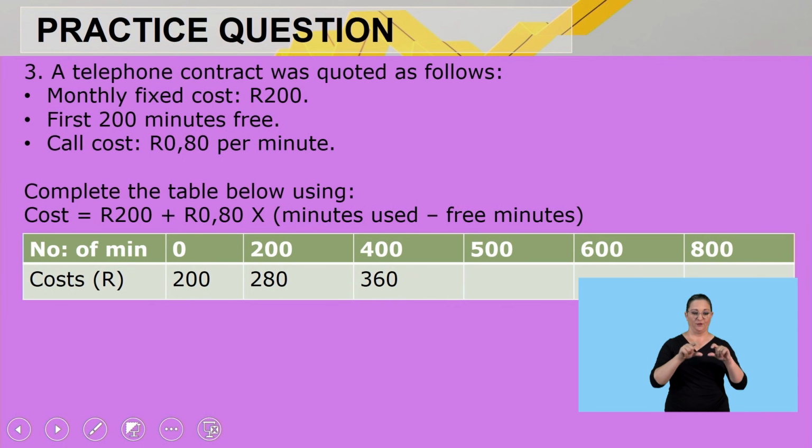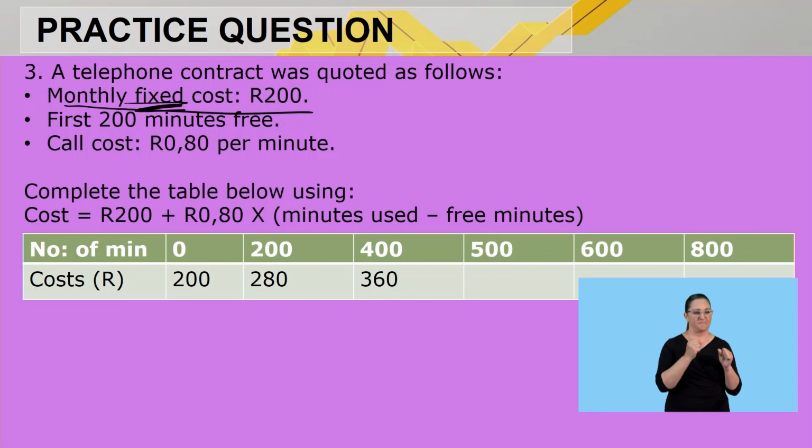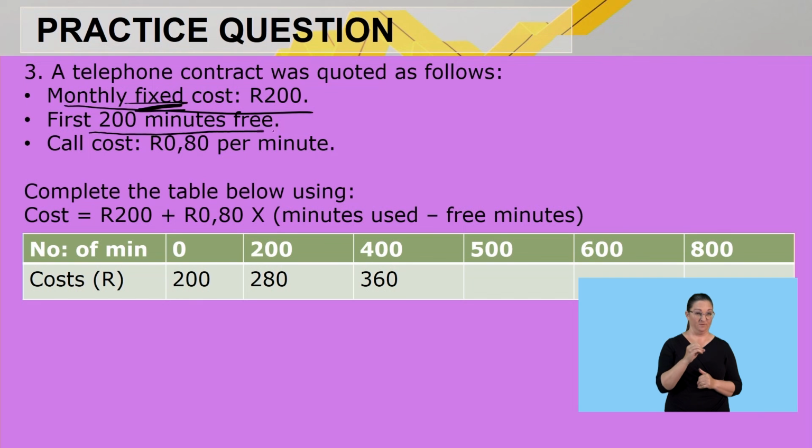Right, let us move on to the next question, which is number 3, a telephone tariff. So we have a telephone contract quoted as follows. We are given a monthly fixed cost, which is the standard cost that you'll be paying. So it is fixed. If something is fixed, it means it remains the same. You keep on paying that amount. Then the first 200 minutes are free, and the cost per minute will be 80 cents. Now complete the table below using this formula. It says cost is equal to 200 plus 80 cents multiplied by minutes used minus 3 minutes.